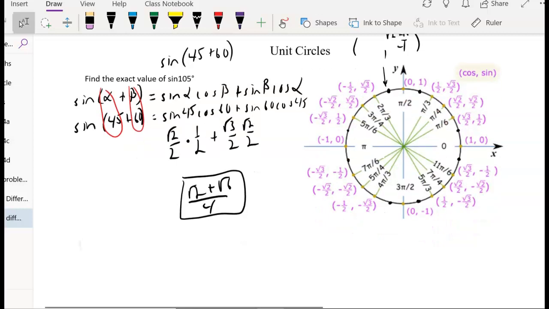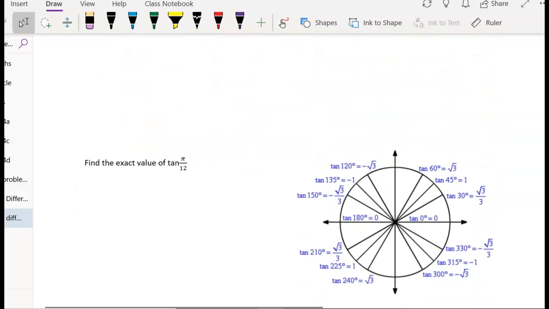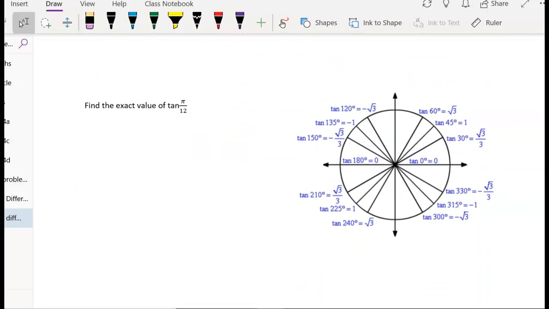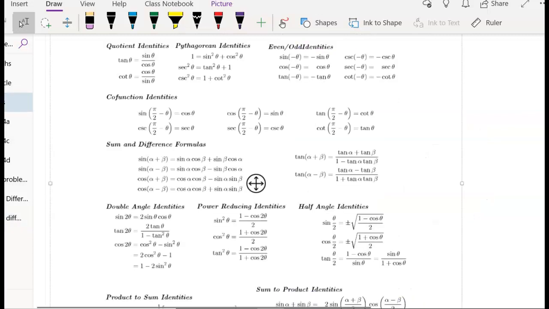Okay, let's look at a tangent. Let's find the exact value of tangent of pi over 12. For this one, again, we look at the trig identities, and we're going to look at the tangent, and we need either a sum or a difference that gives us pi over 12.